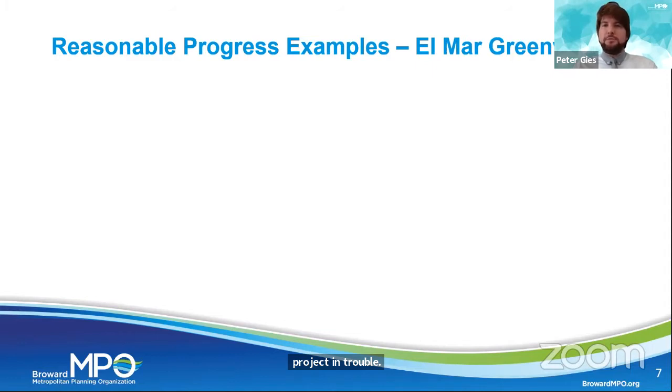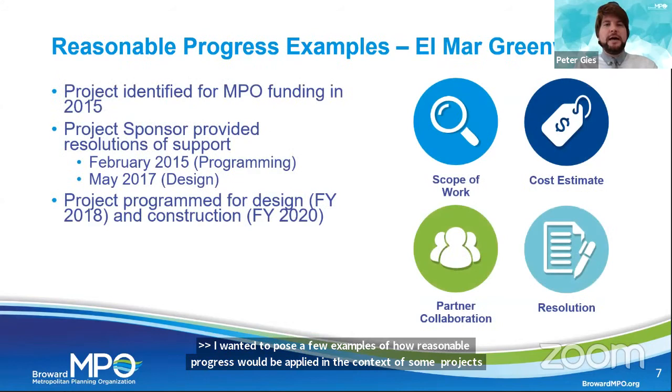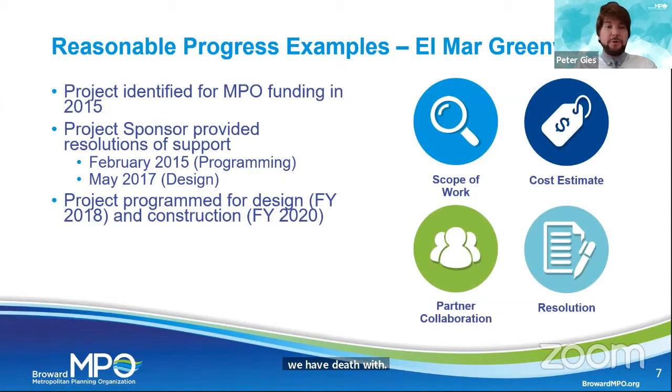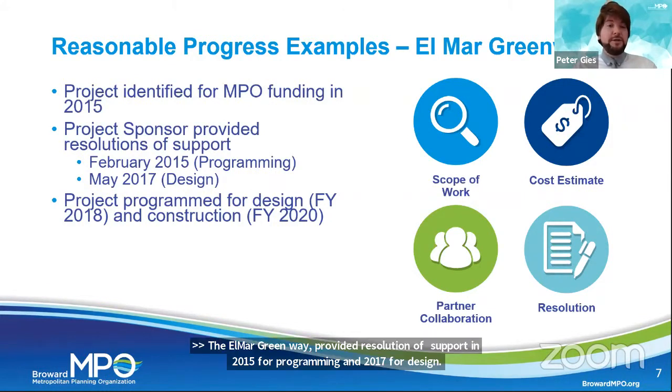The first one being the Elmar Greenway, which was a project funded through the MPO in 2015 as part of a mobility program. The project sponsor provided resolutions of support both in 2015 for programming and 2017 for design. And the project was programmed for design and construction in those subsequent years. So this project was well on its way to being delivered.